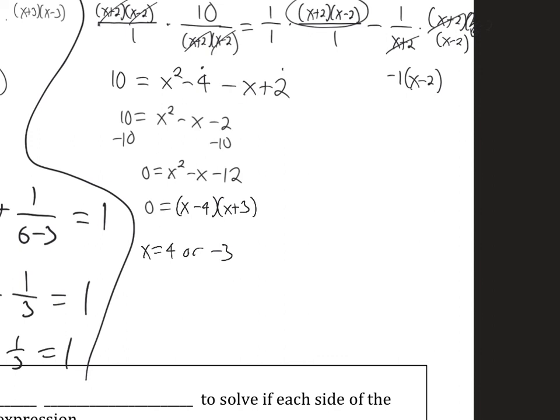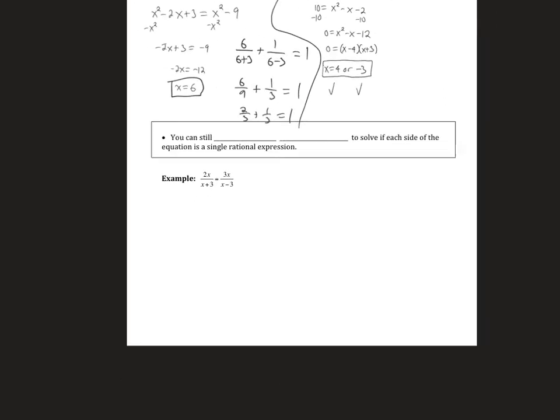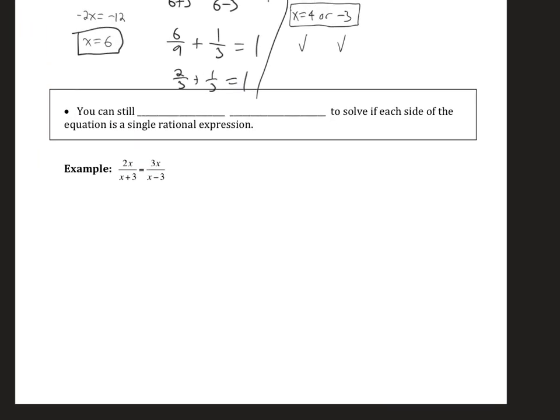Then if you check both of these, we're kind of out of room over here, but if you check them, they're both going to work. This is going to work, and this is going to work. You plug these into the original problems. There's no extraneous solutions here. Okay. All right, I think we got one more example here. Yep, just one more example.